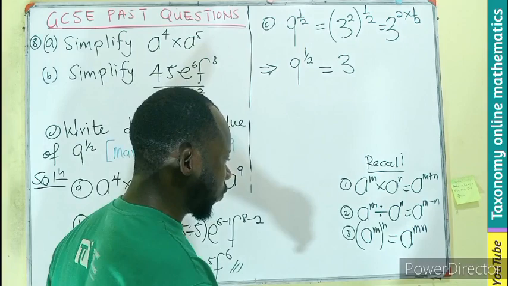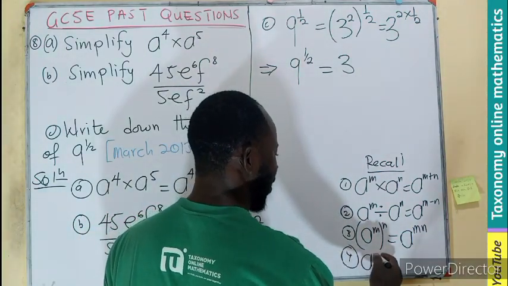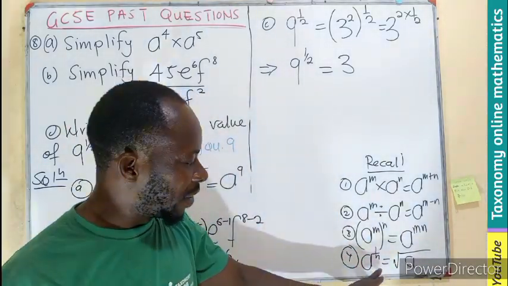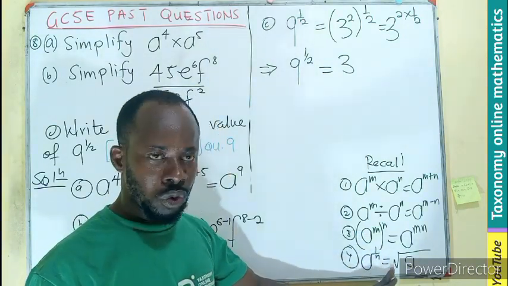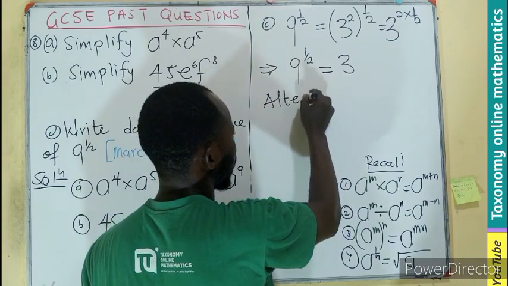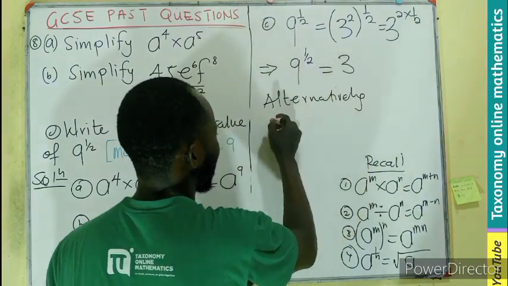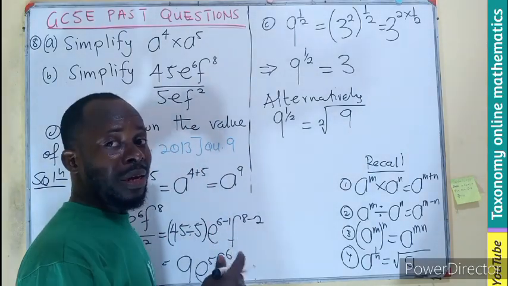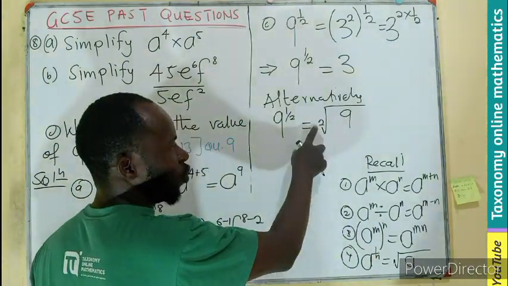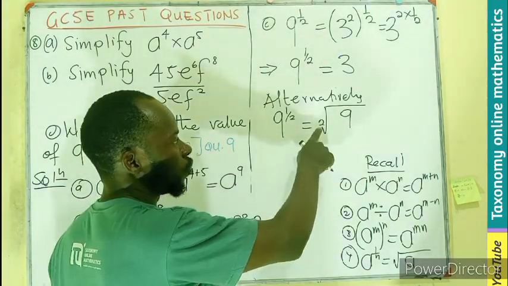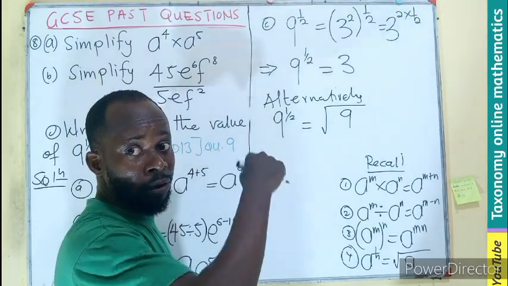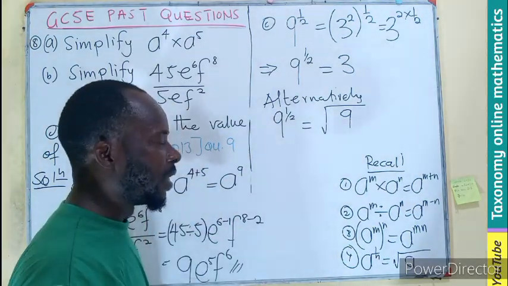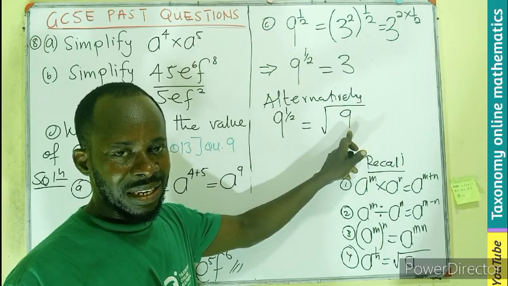Or better still, we can also use the property that says that a exponent 1 on n equals the n root of a. This property, if you have a fraction, the denominator picks the root. So that will also mean that I can say 9 exponent half will be the 2 root of 9. When the 2 is here, it's describing the type of root, which is square, and this itself is called square root. So without the 2, we still call it a square root. So we don't write the 2 here for this sake. This means the square root of 9 and that will be 3.